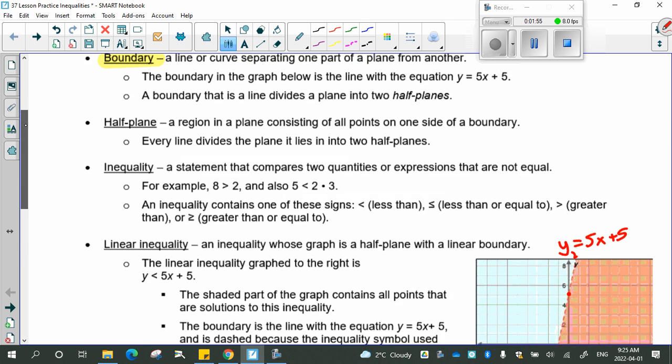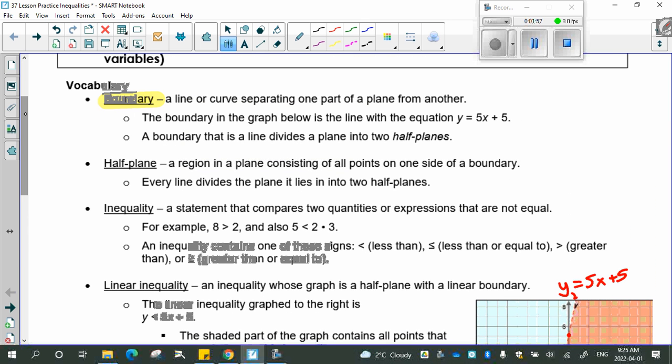Okay. A half plane then. A half plane is a region in a plane consisting of all points on one side of a boundary. All the points on one side of a boundary. So every line divides the plane into two half planes. Every line will be like a dividing boundary, and then a half plane on one side, a half plane on the other.